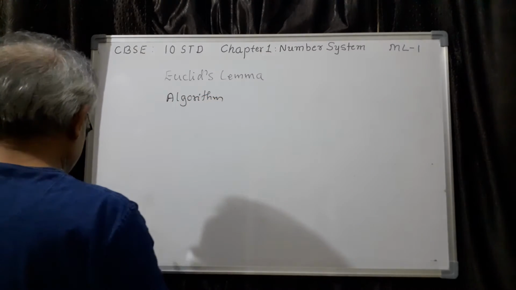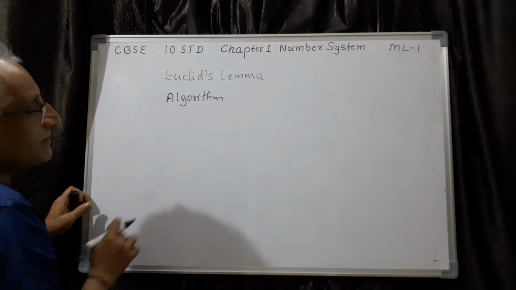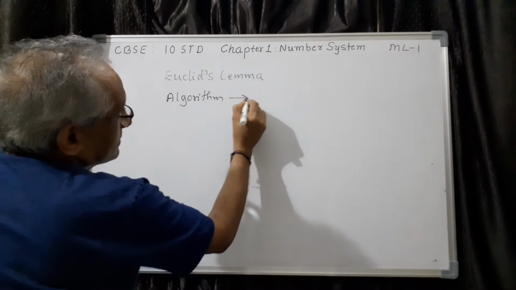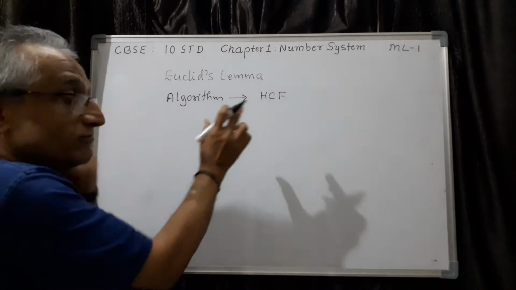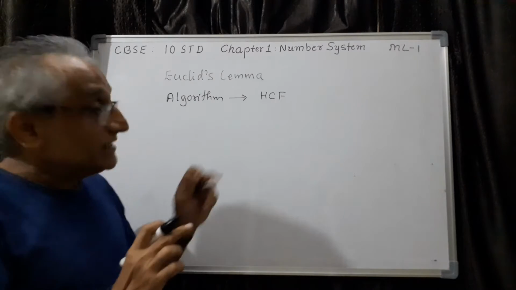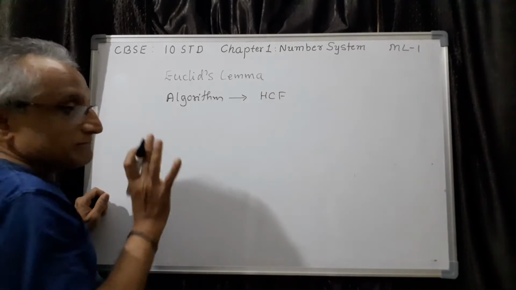This is the second topic we are doing: Euclid's algorithm. Using this algorithm, we are finding the HCF of two given positive integers. This is what we do. This is the first thing.